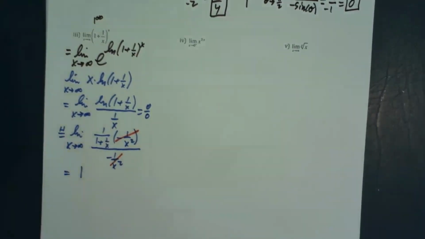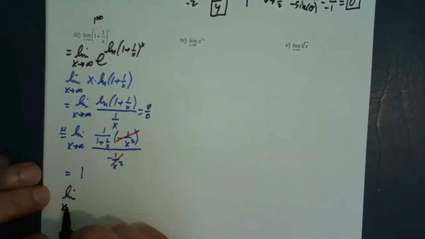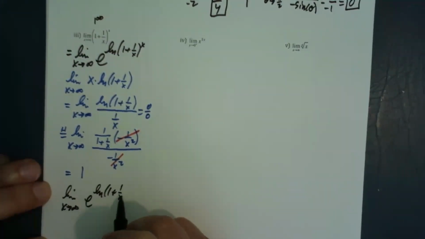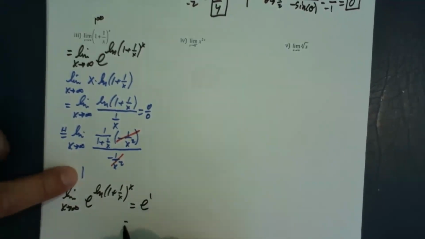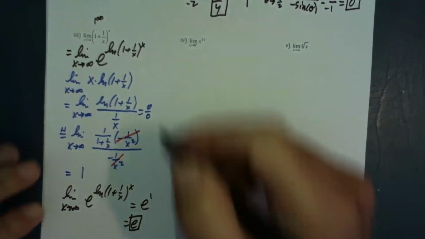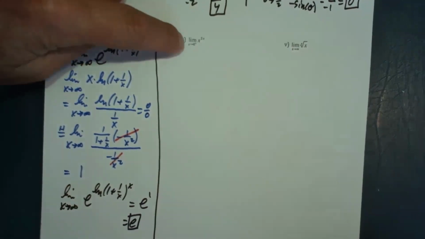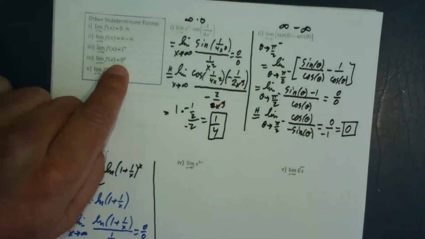Now I'm not done. Remember, that's just the exponent here. So I'm going to go back to the original problem. And this becomes e to the first power, or just e. We are going to do a similar trick for these two. So let's see what we have here. We have 0 to the 0 power is what we're getting. So we're now at this indeterminate case.